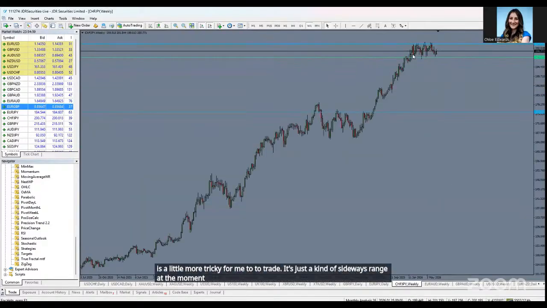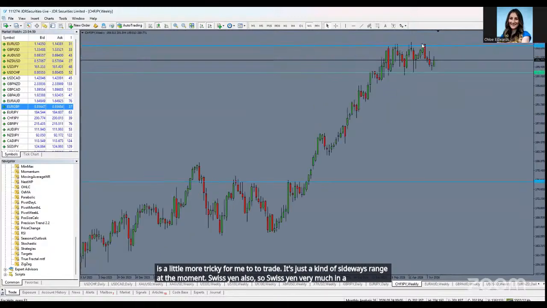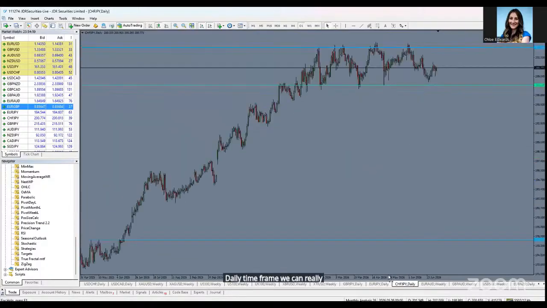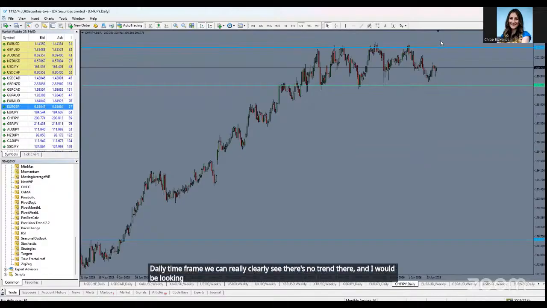Swiss yen also. So Swiss yen is very much in a range between those highs up there and these lows down here. On the daily time frame, we can really clearly see there's no trend there. And I would be looking for a break either above these highs or below these lows before I can really trade on Swiss yen.